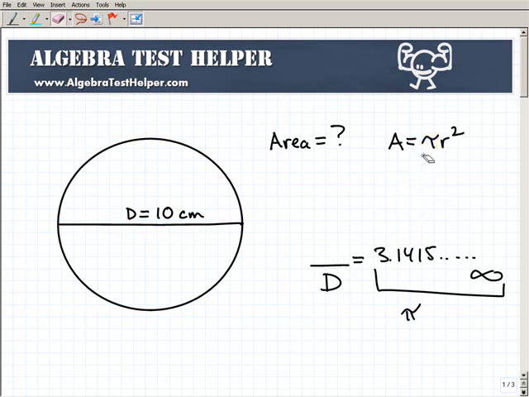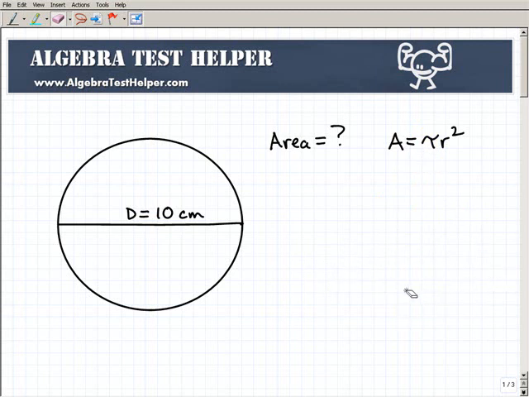So we have pi. Area of a circle equals pi r squared. Now r is the radius, so let's talk about this real fast. The diameter is the width of the circle. The technical definition is the largest chord in the circle, but I don't like to get too technical when teaching. It's just the width, the widest part of the circle. If the diameter here is 10 centimeters, the radius is half of the diameter. So this would be the radius.